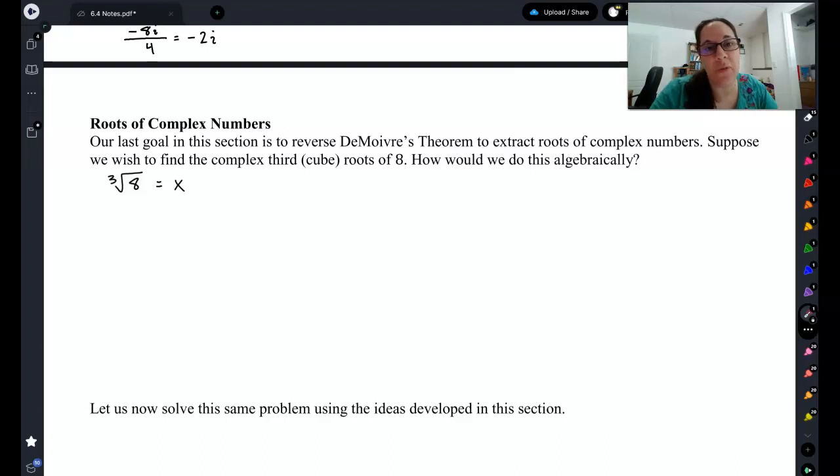We don't have 2 plus root 3i. We don't have any i's in there even. We're going to start you off pretty simple here, and we want to find the cube root of 8. Now, you already know one of those. One of the cube roots of 8 is 2.